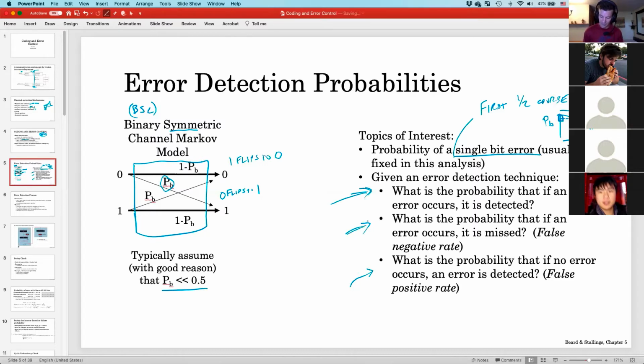These will kind of be secondary. There'll be kind of like, oh, given this error correction scheme, what is the resulting false negative rate or false positive rate? But for the most part, we're going to focus on designing good error correction schemes that give us a good answer to this first question.